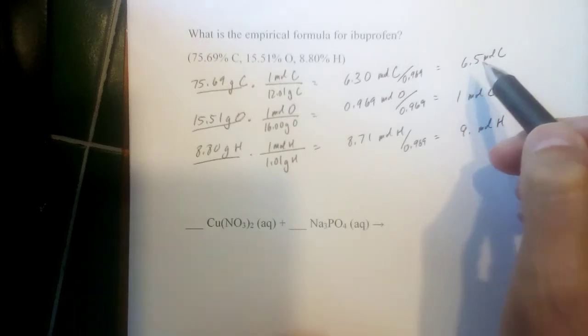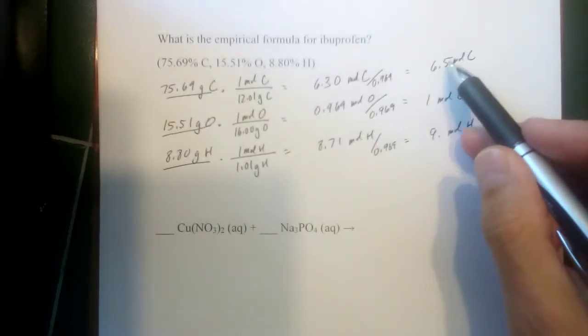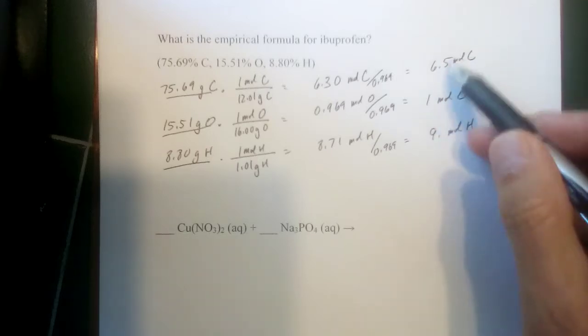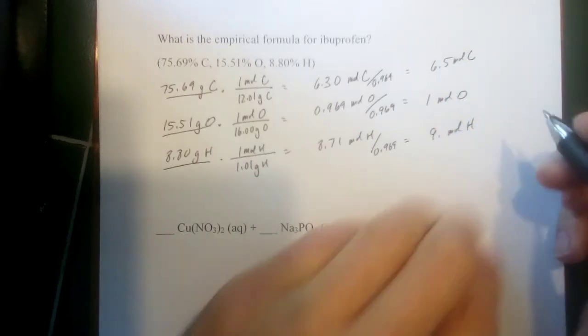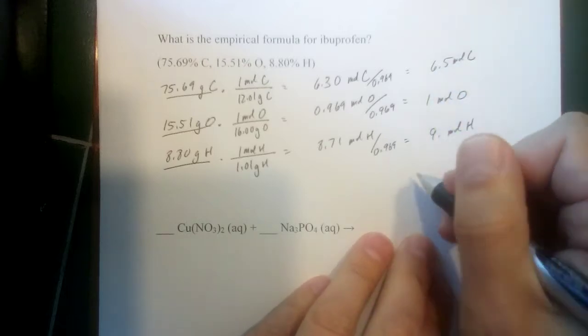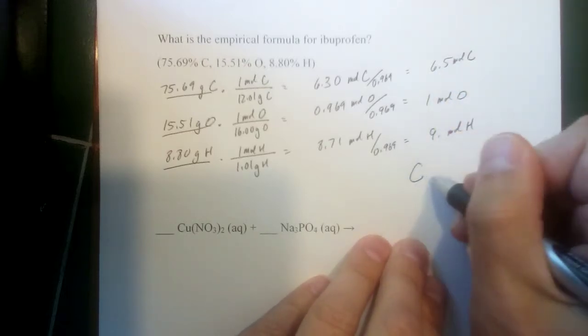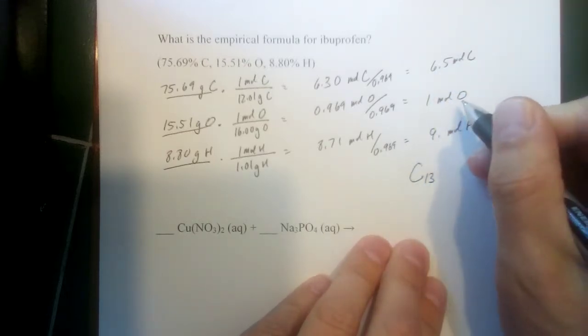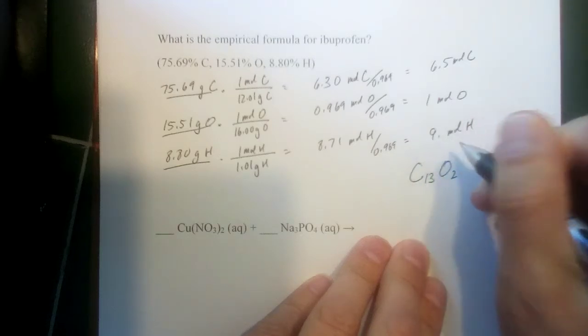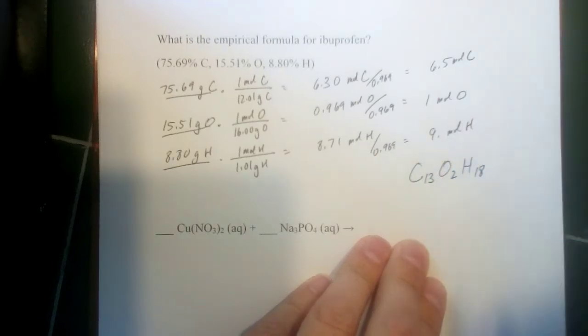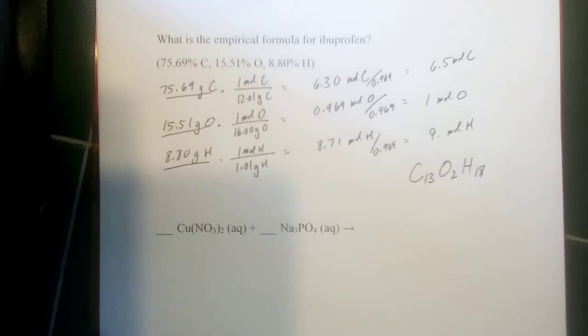Our empirical formula has to be whole numbers. So that should indicate to you, the actual empirical formula will require a doubling of each of these. So if I double everything, that would be 13 carbons. So 13 carbons, 2 oxygens, and 18 hydrogens would be my empirical formula.